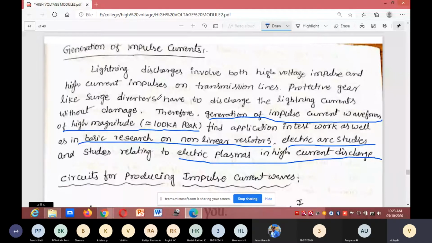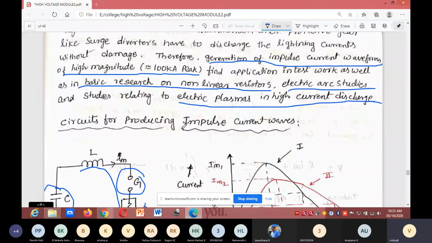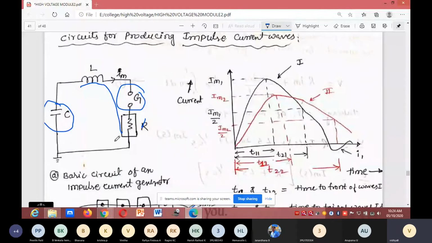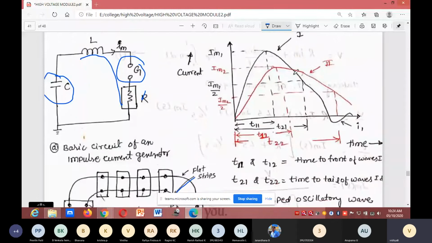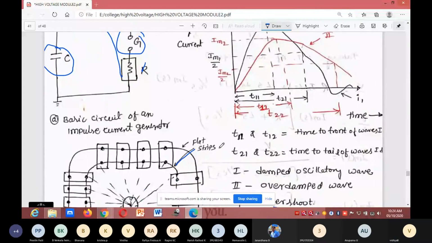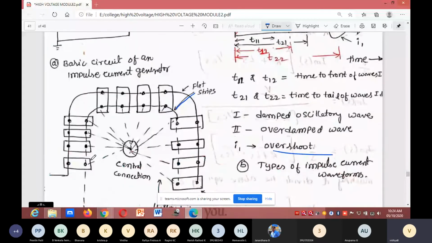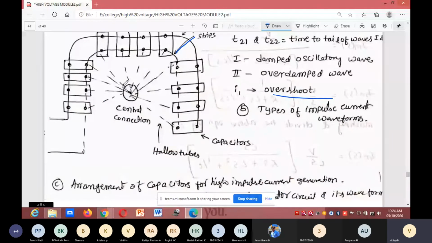First, we shall discuss how circuits produce impulse current waveforms. This is the circuit for the impulse current generator and the waveform for that. How the capacitor is connected. This is a circuit arrangement of capacitors for high impulse current generation.